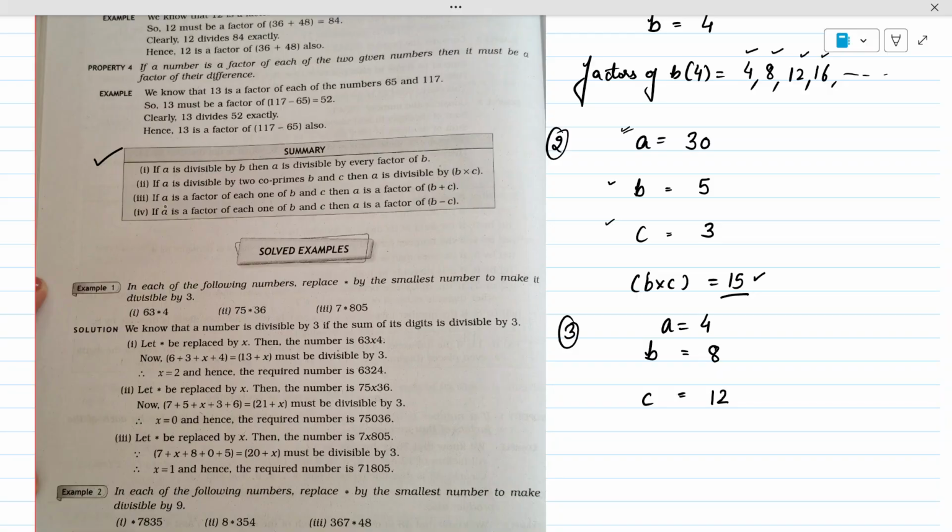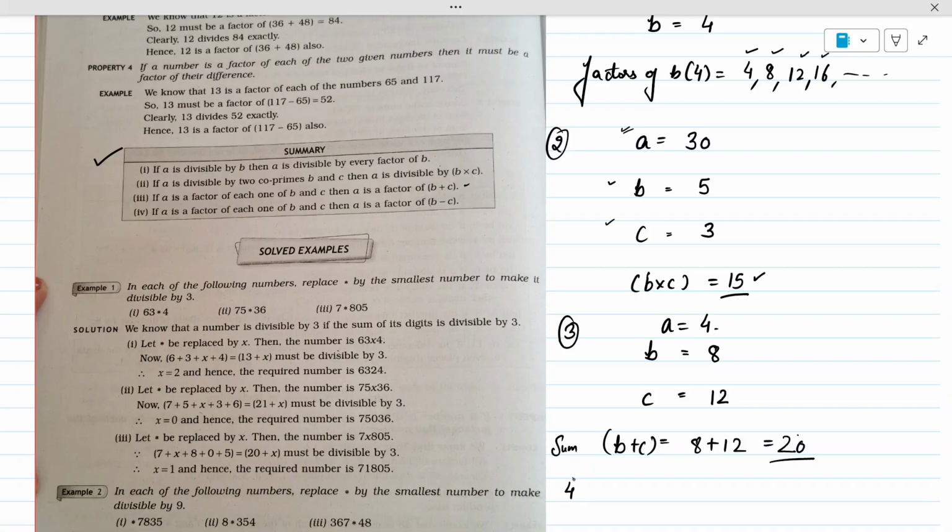So what it says is, if A is a factor of each one of B and C, then A is a factor of B plus C also. Now let us find B plus C here. B plus C is 8 plus 12, which is 20, and we know that A is a factor of 20 also, right? Because it divides 20 completely. The same thing has been told here: if A is a factor of each one of B and C, then it is also a factor of their addition, their sum.